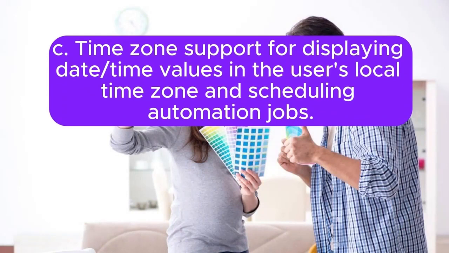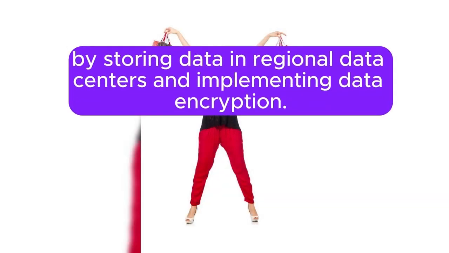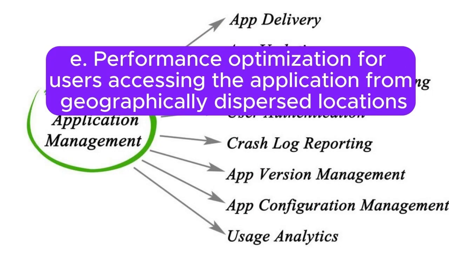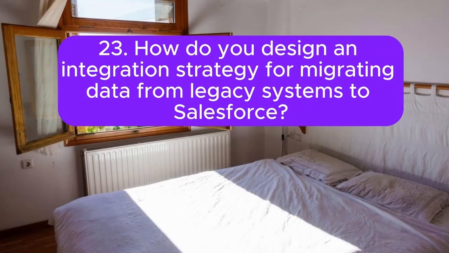C. Time zone support for displaying date and time values in the user's local time zone, and scheduling automation jobs. D. Compliance with data residency and privacy regulations, for example, GDPR, HIPAA, by storing data in regional data centers and implementing data encryption. E. Performance optimization for users accessing the application from geographically dispersed locations by leveraging content delivery networks, CDNs, and caching mechanisms.